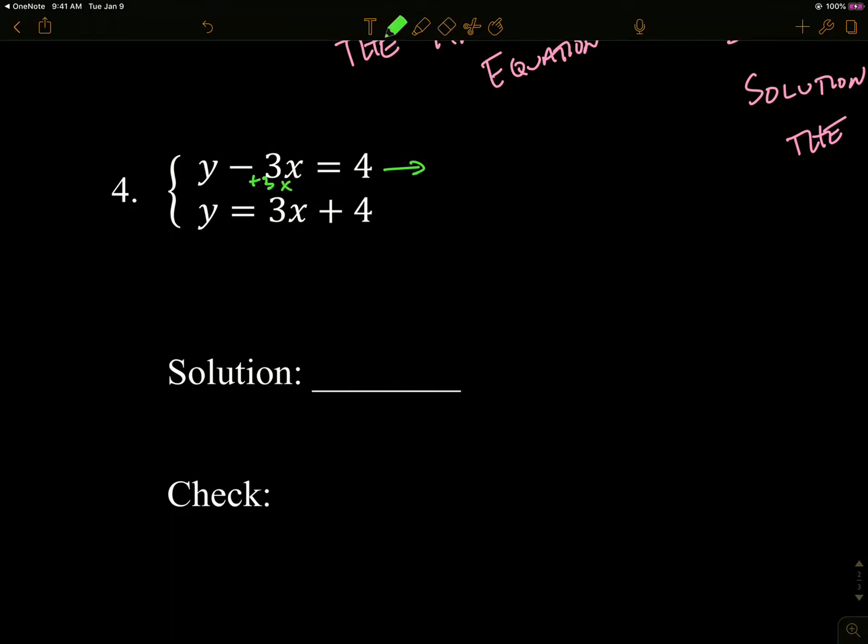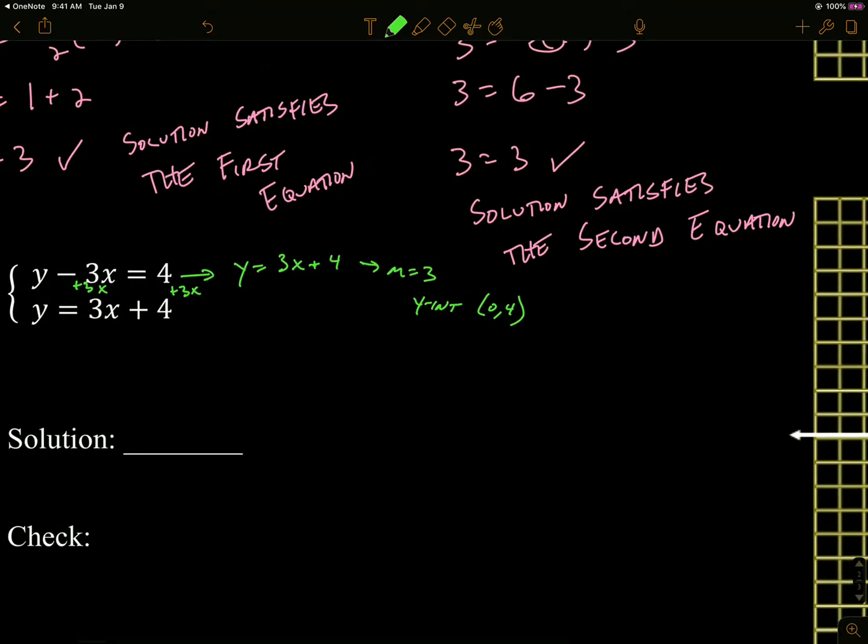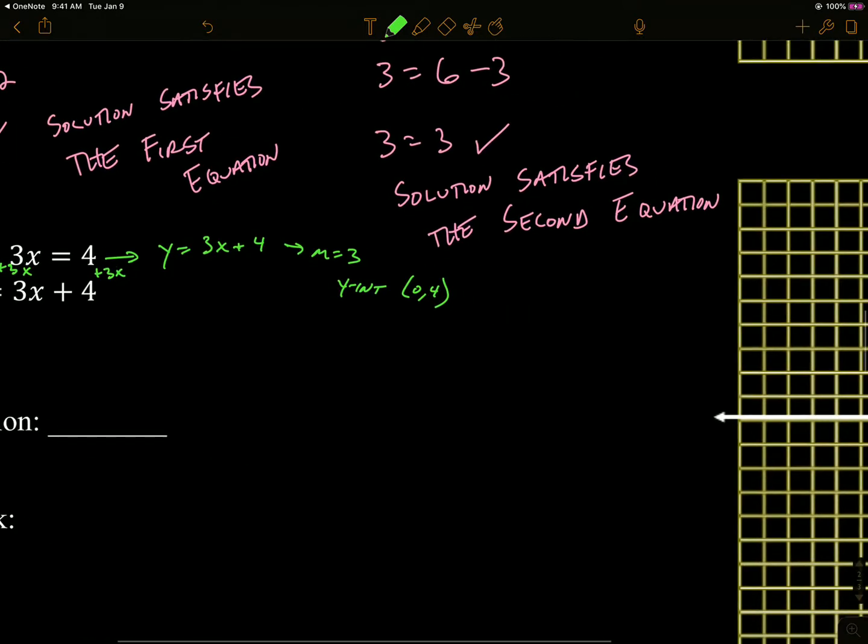If I add 3x to both sides, I get y equals 3x plus 4. And now it's in slope-intercept form. So my slope is 3, and my y-intercept is (0, 4). That's how we're going to do these for solving systems. We kind of want to always have them in slope-intercept form. That's going to help out in graphing to find the point of intersection.